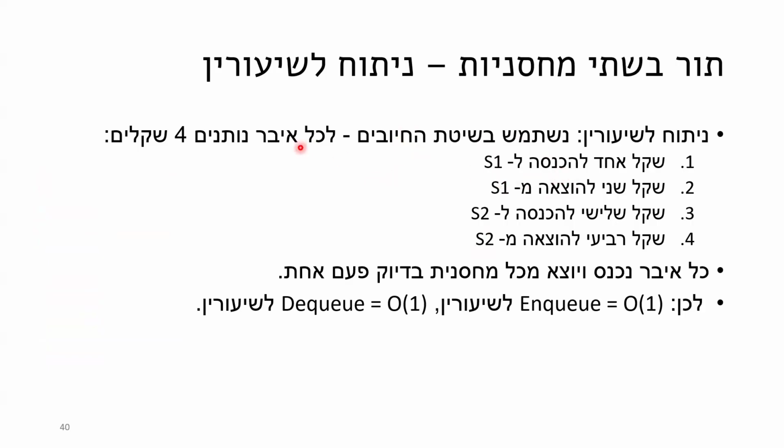We're going to give every element 4 coins, 4 shekels: one for putting it into S1, one for taking it out of S1, one for putting it into S2, and one for taking it out of S2. Now, this line is the most important line in the amortized analysis. You have to explain why these shekels, these coins, are enough to cover all of the operations that we will do on that element in the future.